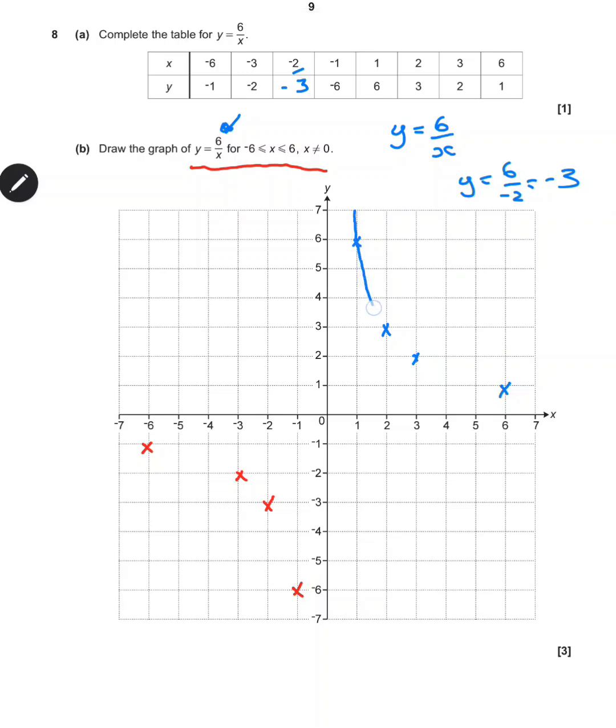Okay, so you've got this curve on this side, and then where the red crosses are, you've got a separate curve. These do not join up. So that's what you've got. It's called your reciprocal graph. Have a look at that. It's just a special type of graph you need to be aware of.